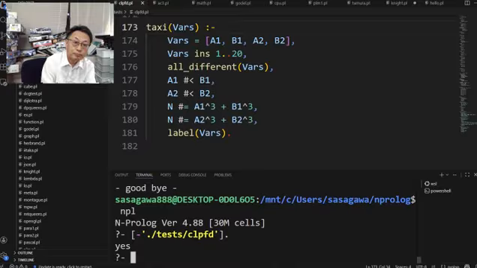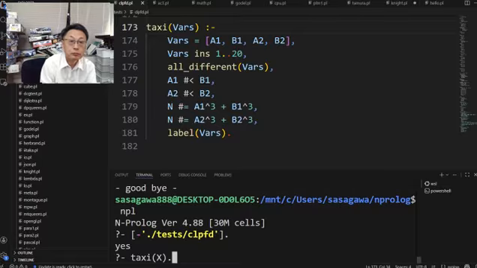Today, I'll show you constraint programming in Prolog, CLPFD. Do you know the famous Ramanujan taxi number? It's a number that can be written as the sum of two cubes in two different ways.